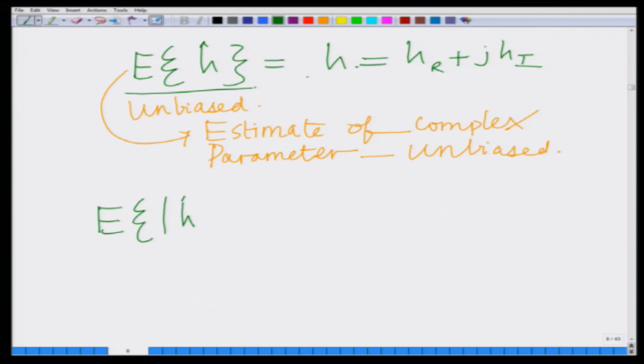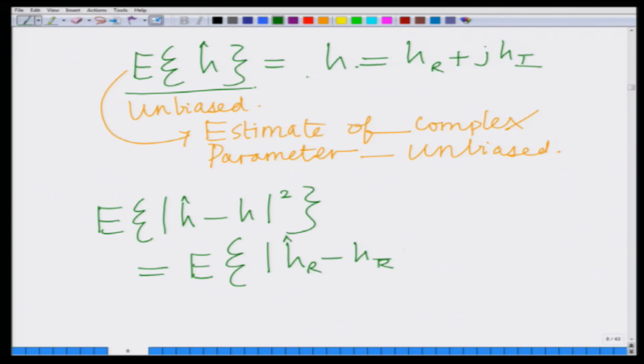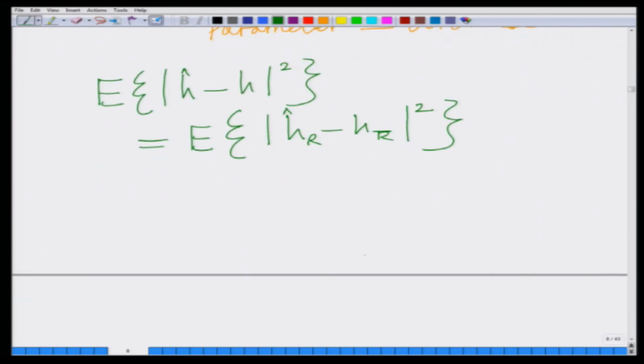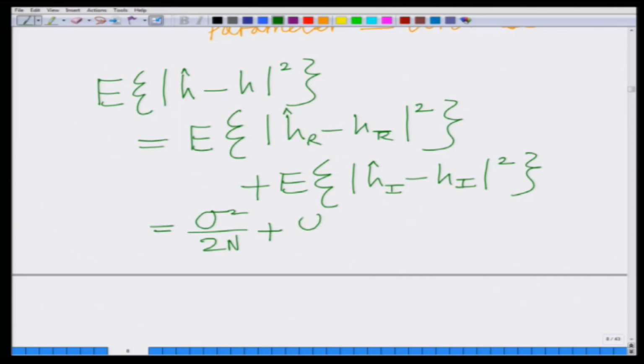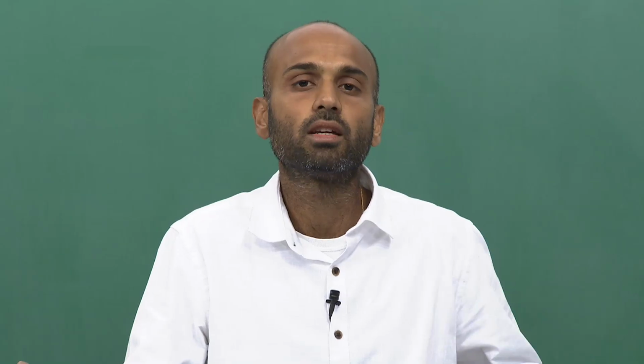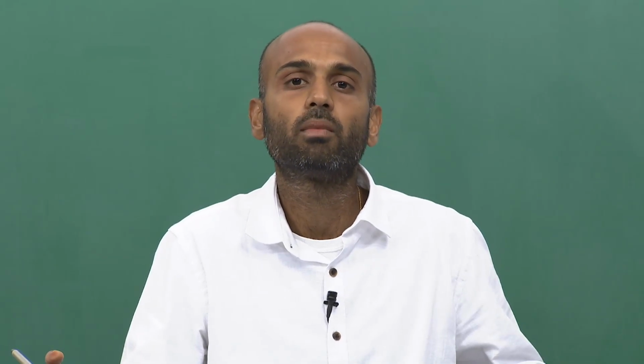that is, the expected value of magnitude of H hat minus H whole square, that is basically the expected value of magnitude of H hat real minus H real whole square, plus the expected value of the variance of the imaginary part, that is H hat I minus H I whole square. Now, each of these components is sigma square by 2n, as we have shown earlier. So, net we have sigma square divided by n. And therefore, what we have seen is the following interesting thing: the real part has a variance given by sigma square divided by 2n, the imaginary part has a variance given by sigma square by 2n, and the error variance of the total estimation of the complex parameter is sigma square by n.